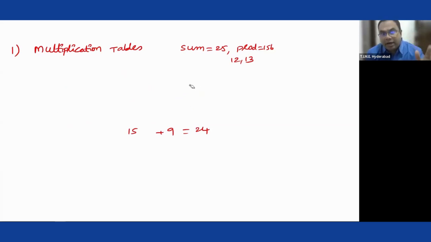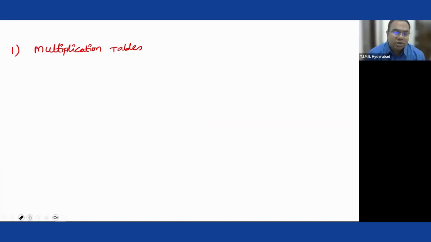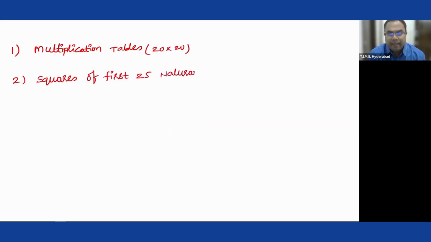Whenever you come across a quadratic comparison question, a data interpretation question, or a calculation, immediately those factors should strike. So multiplication tables up to 20, preferably 20 into 20 tables. Then squares of the first 25 natural numbers: 1 square, 2 square, 3 square, so on, 25 square. Then cubes of the first 15 natural numbers: 1 cube, 2 cube, 3 cube, so on, 15 cube.